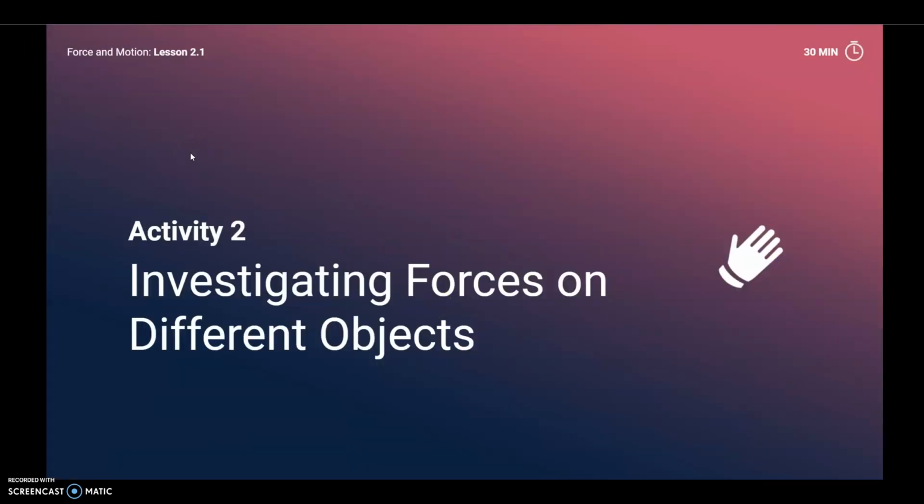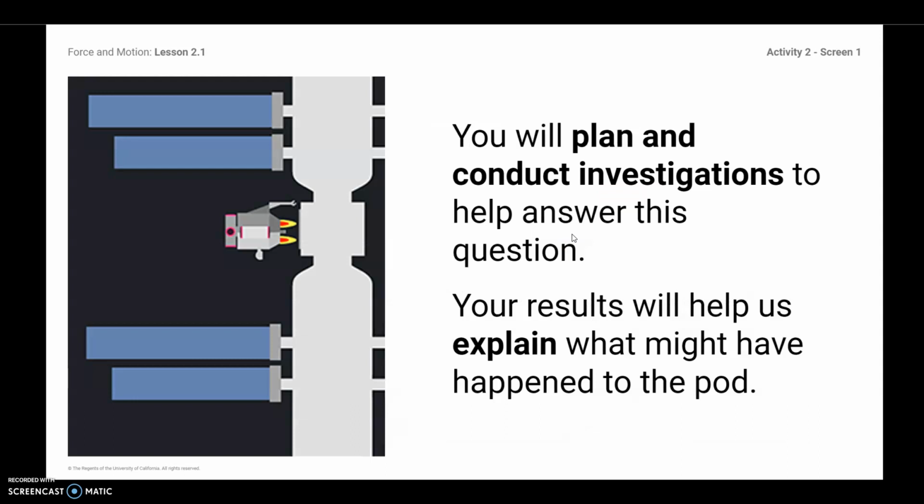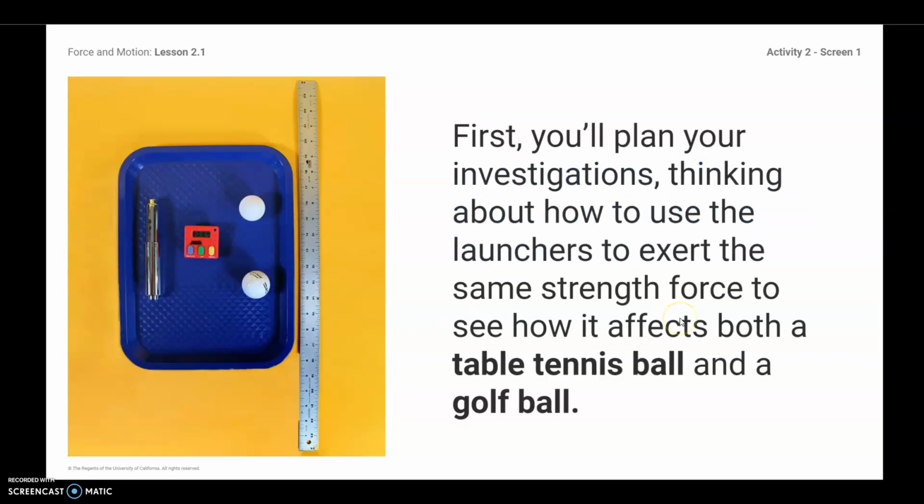All right, we're going to go on to activity 2, investigating forces on different objects. So today we're going to investigate the question of, if the same strength force is exerted on two objects, why might they be affected differently? So you're going to plan and conduct an investigation to help answer this question. Your results will help you explain what might have happened to this pod. So if this ball were sitting on a table, how could we make it move? Absolutely, give it a force.